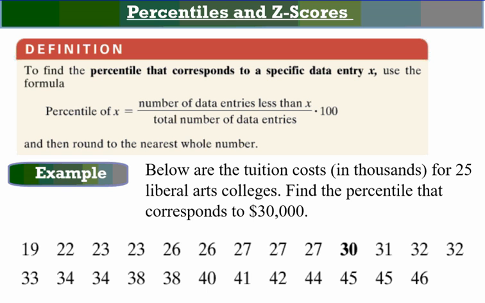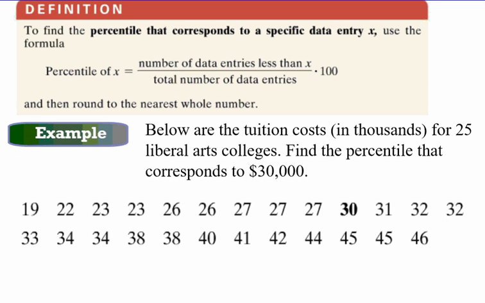In order to calculate a percentile, if you have the raw data set, this is what we do. To find the percentile that corresponds to a specific data entry, call it x, use the following formula. We take the number of data values that were less than that score and divide it by the total. Then we multiply by 100 because we want a percentile out of 100. And then we usually round to the nearest whole number. We don't say 83.2nd percentile, we would say 83rd percentile.